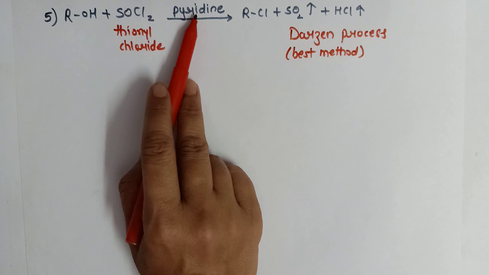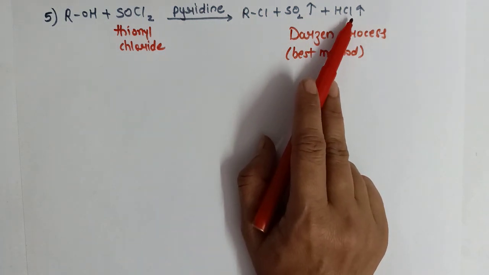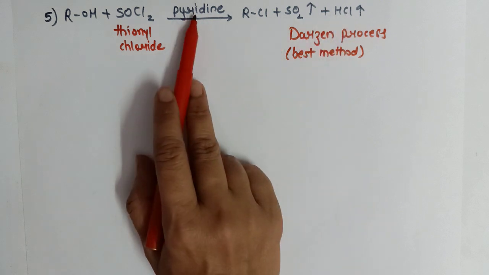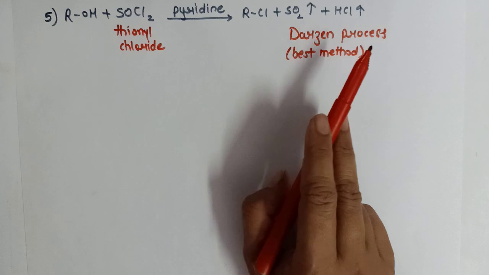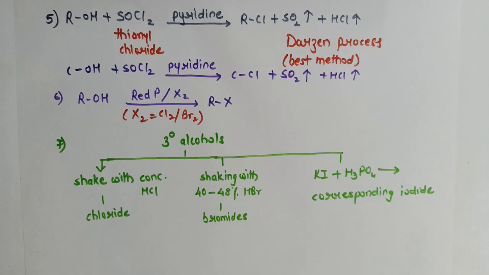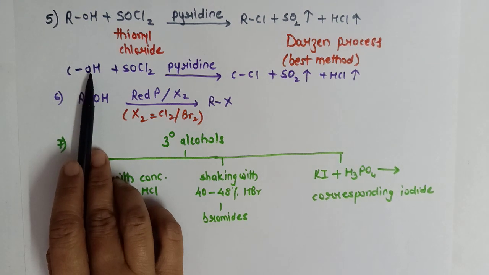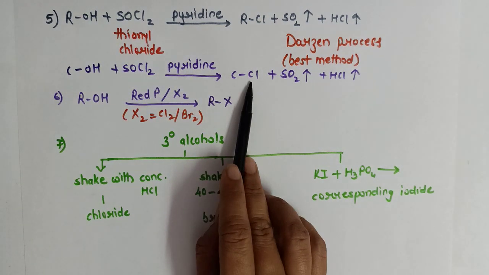Now what is the function of this pyridine? When HCl is evolved, there are chances that the medium may get acidic. So pyridine neutralizes that HCl and therefore the medium does not turn acidic. I have taken the example of methanol treated with thionyl chloride in presence of pyridine to get chloromethane.